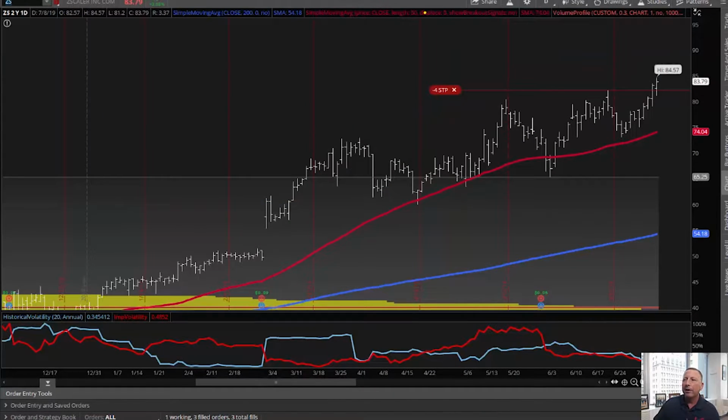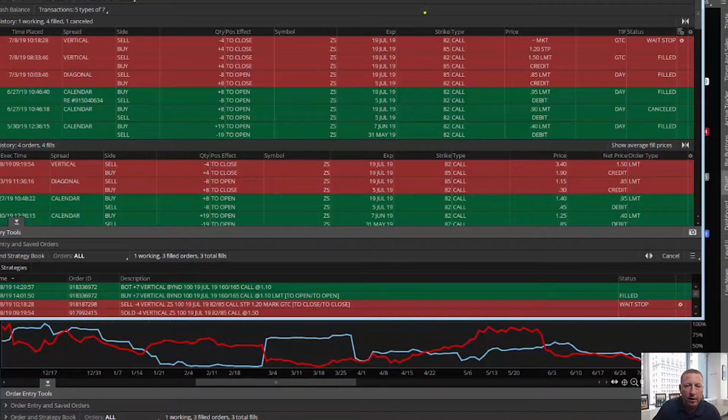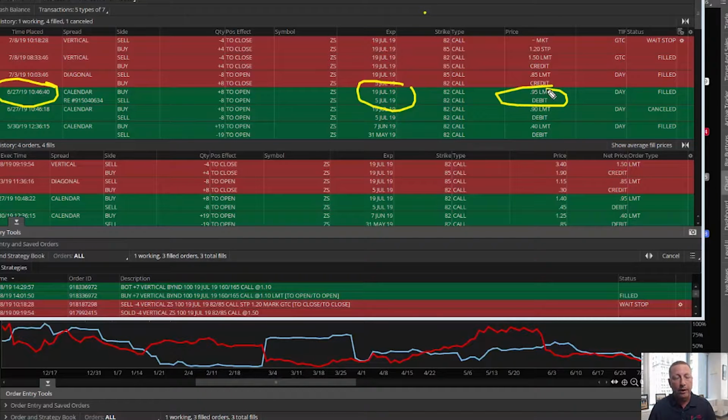Okay, so what happened here? Well, check this out. This is the actual list of trades for me here. And if we look on here, you can see that back on 6/27, we bought the July 5th, July 19th call calendar spread, 82 strike calls. We paid 95 cents. Okay, when you have a calendar spread, you always want the stock to go to your short strike. Well, what happened? Last week, right before July 4th, we saw the stock creeping up to about 81, made a great move.